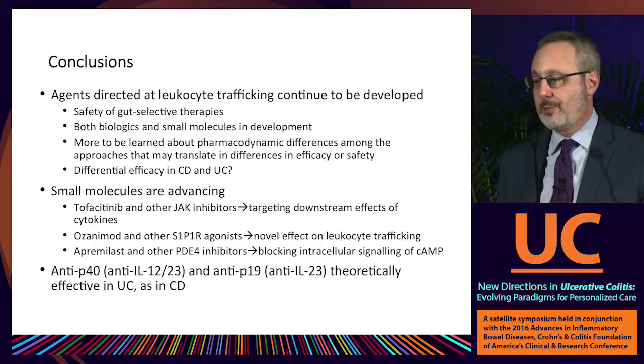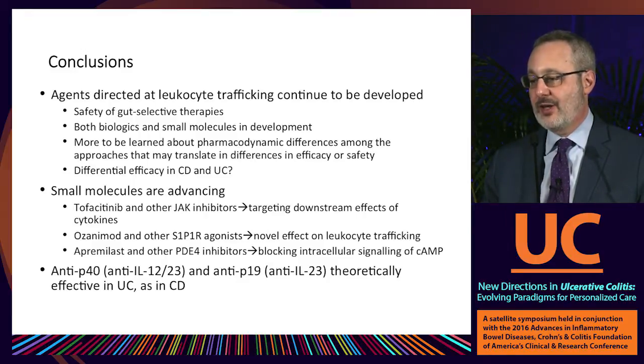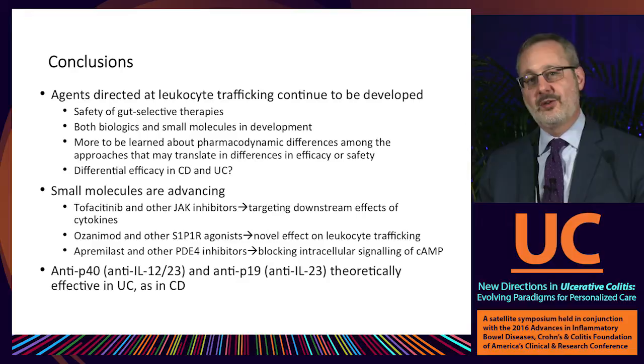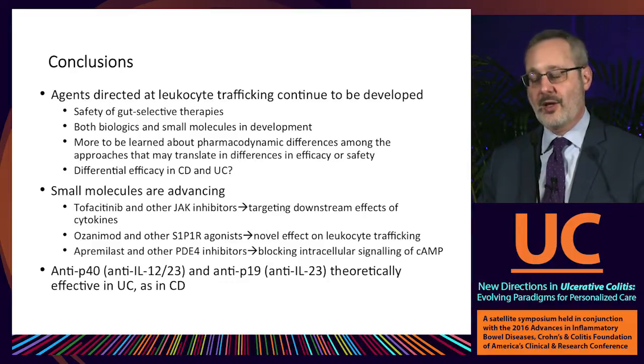The small molecules are making their way, tofacitinib and other JAK inhibitors, Ozanimod and other S1P1 receptor agonists, and Apremilast and other PDE4 inhibitors. And then finally, I think we will see studies of anti-P40 and anti-P19. Theoretically, these should also be effective in UC. So that's the rundown of what is kind of in the near future for novel therapies for ulcerative colitis specifically.